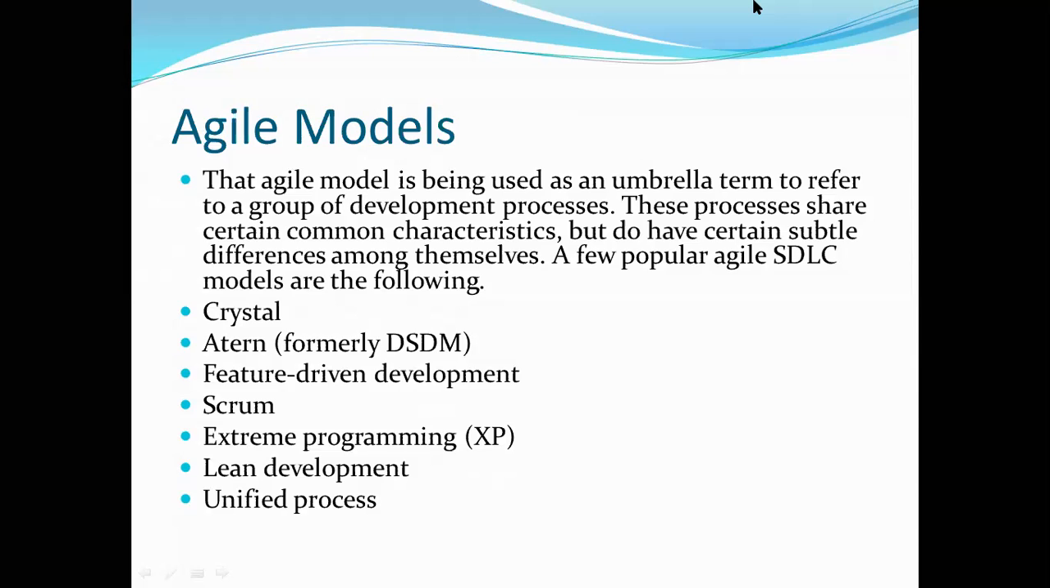So I hope now you are able to understand what is software engineering, what are the various phases of software development, what are the traditional models that are of concern in the software development life cycle. What is agility? Agile software development is different from the traditional method of software development. Various agile models are crystal, feature driven development, scrum, extreme programming, lean development, and unified processes.